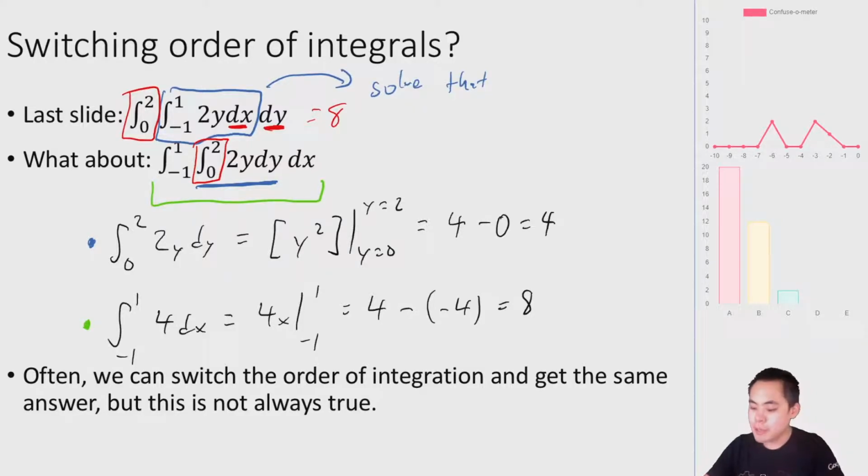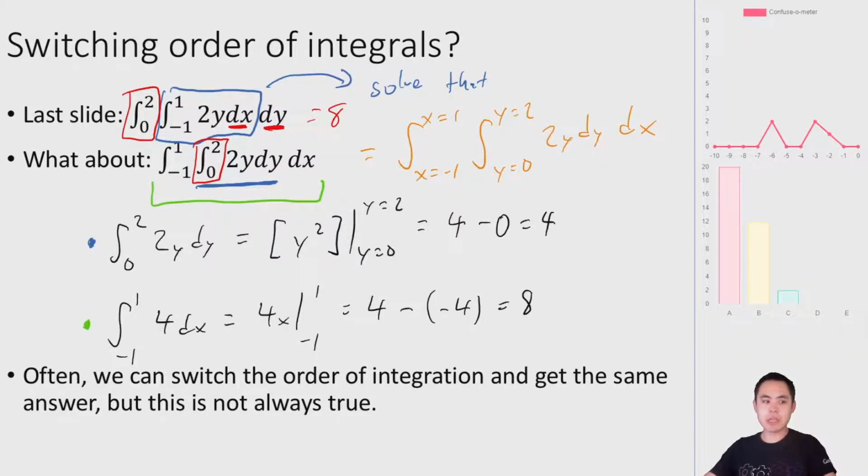And if you're ever confused about the limits, what you can do is write this out. Let me do this in a different color. You can write this out by explicitly specifying what variable the limits correspond to. Okay?